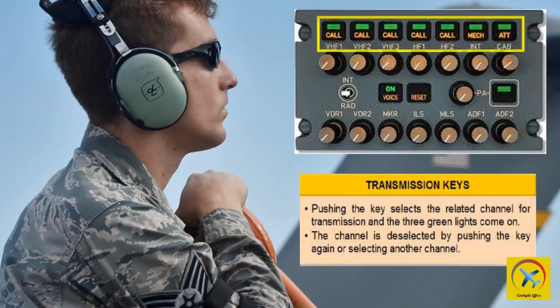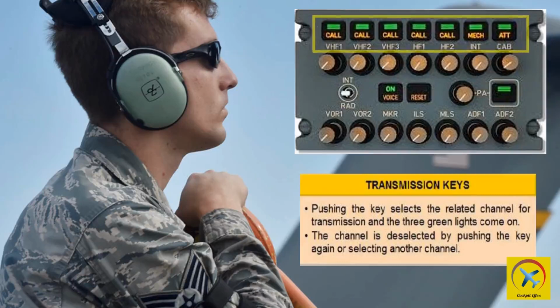systems. When a transmission button is pressed, it selects the associated radio for transmission and at the same time, deselects the previously selected radio. Selection is indicated by illumination of 3 green lights. The transmission keys all have call lights that illuminate with selective calling on the VHF and HF radios.